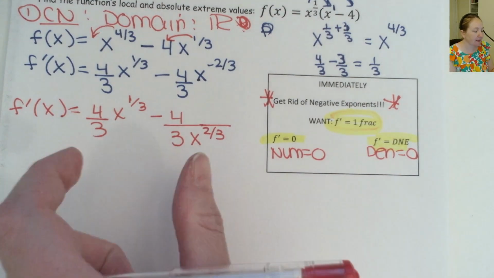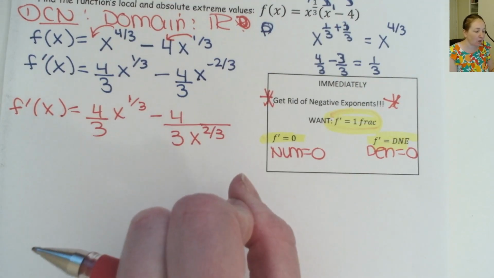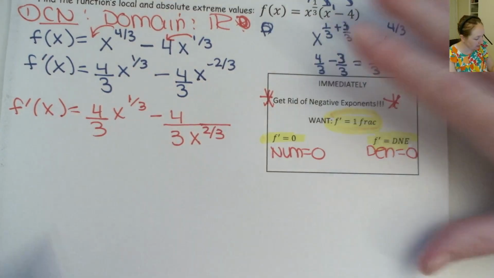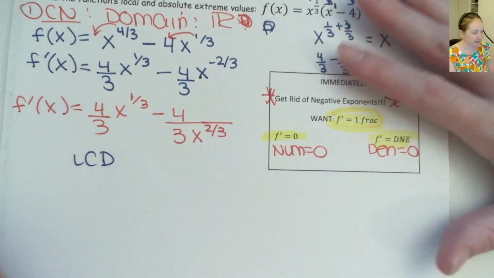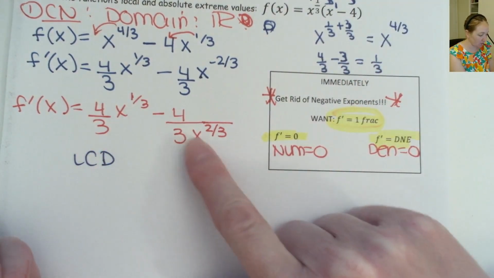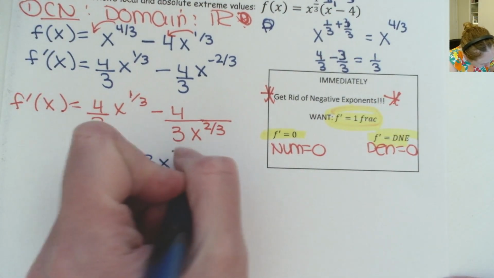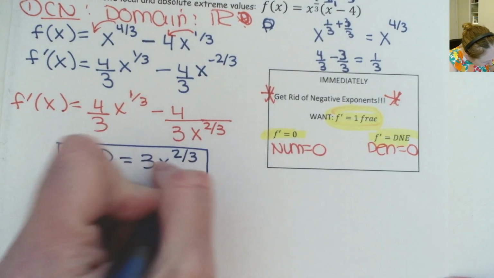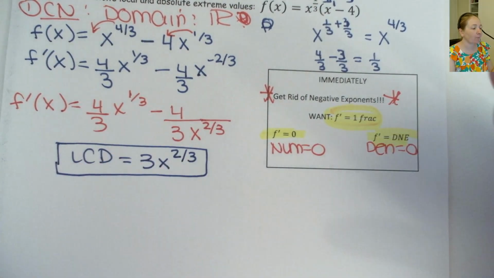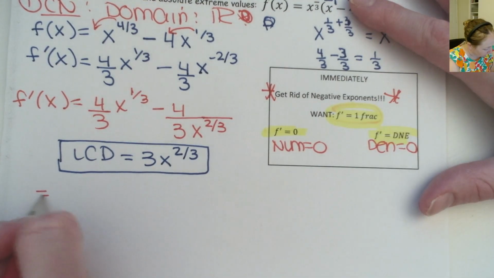Now, how am I going to take two separate fractions and combine them into one? I am going to need an LCD. So this fraction has 3. This fraction has 3 times x to the 2/3. So my LCD is going to be the bigger quantity of 3x to the 2/3. Least common, you actually pick the bigger quantity, so it all divides out.